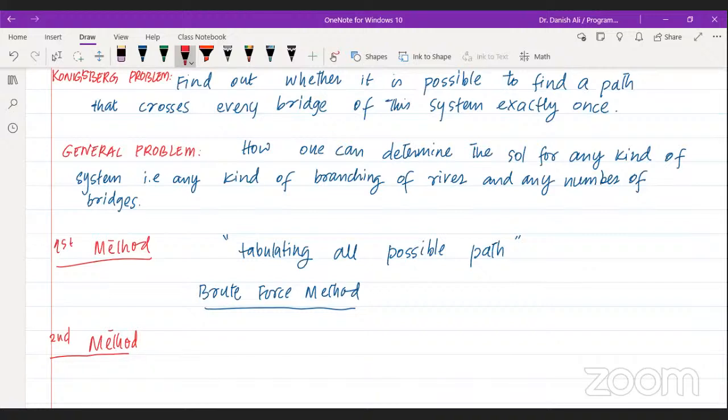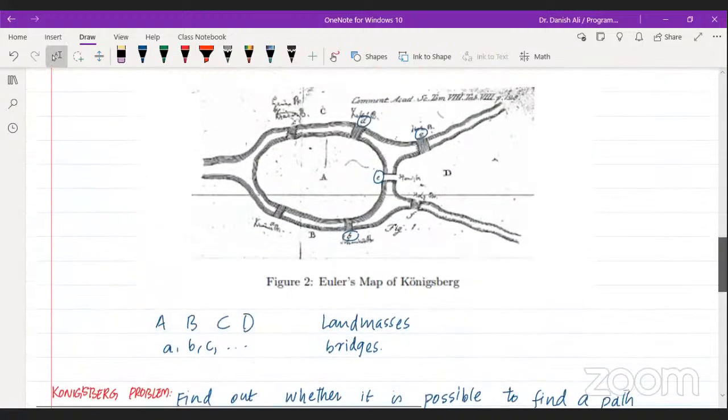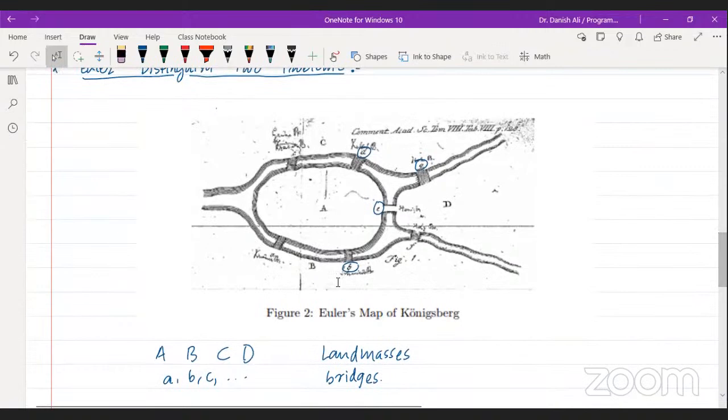So for giving some other method, this is the good thing that he used the notations. These notations will help him to solve the problem. So I'm giving you a hint. Let's suppose you have these notations: you give the notations A, B, C, D to the land masses, and you give the notations small a, b, c, d, e to the bridges.